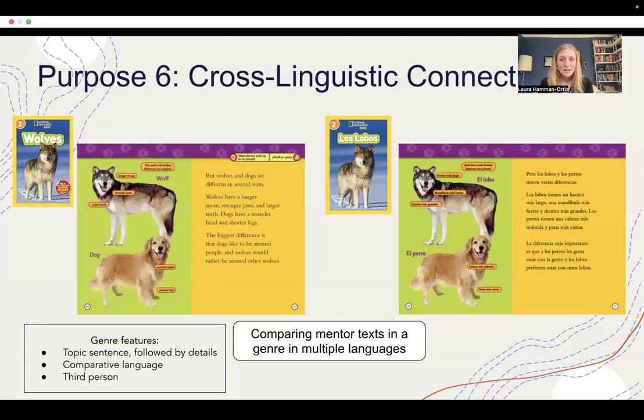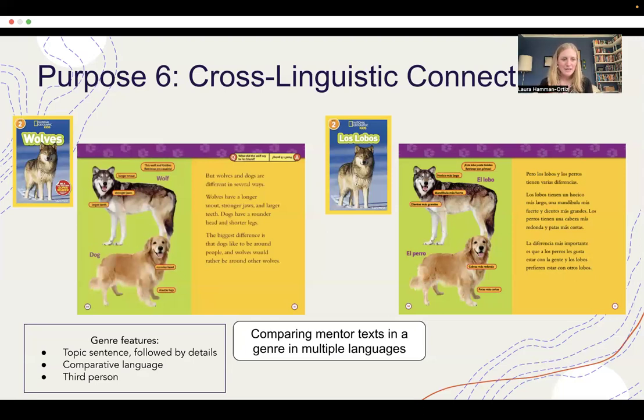I see comparative language in reports. It's often important to compare, right? So we can understand what wolves are by comparing them to dogs, right? So even when we're reading a book about planets, we often see that a planet is compared to the other planet. So if I'm learning about Mars, it's comparing Mars to Earth. So it gives me a comparative lens to understand Mars better, right? So same thing here with wolves.